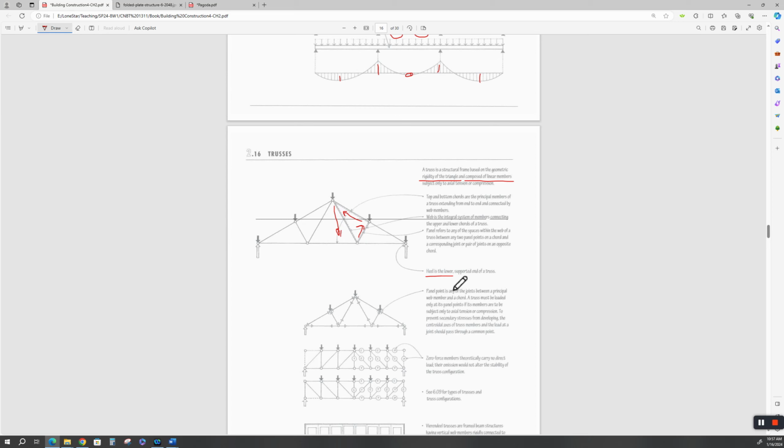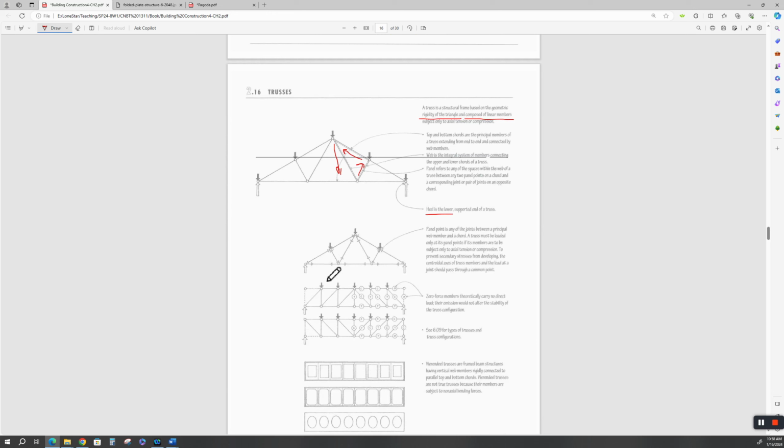They use the term heel here for the lower end of the truss. The panel refers to any of the spaces within the web of a truss, okay? This is the web, and this is the top chord of the truss, and this is the bottom chord, okay? So the outer lines of the truss, be it on the top or the bottom, are called chords. All right. This is an open box truss.